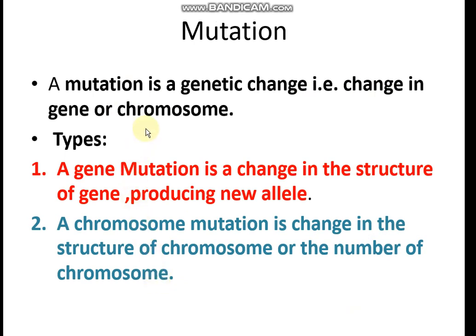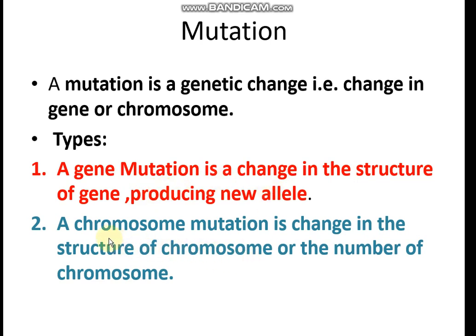So our today's topic is mutation. In this topic we will see that a mutation is a genetic change. Now what is a genetic change? It is a change in a gene or a chromosome. Now there are 2 types of mutation. If the change is in a gene only, then it is said to be gene mutation. It's a change in the structure of a gene, which while producing may result in production of a new allele.